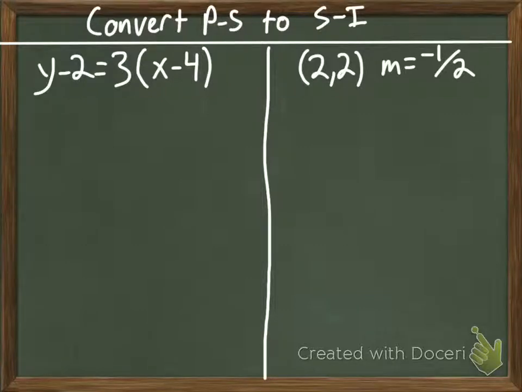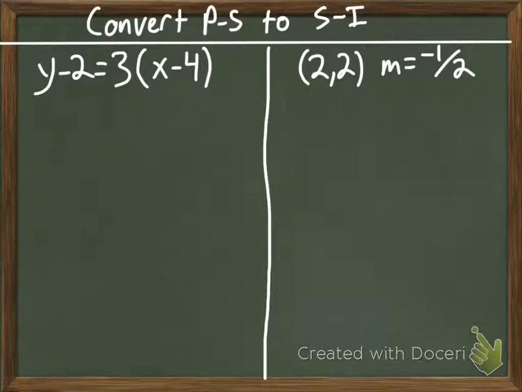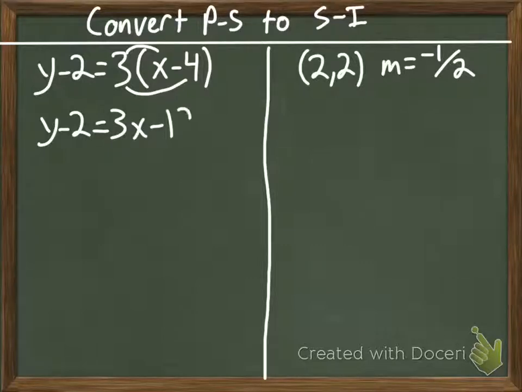So starting on the left, we need to make it look like slope intercept form. Well, we know slope intercept form looks like y equals mx plus b. So we need to look like this. So basically what we're going to do is we're just going to simplify this until we get it to look like that. So the first thing that we need to do is to get our slope with our x. Well, to do that we're going to have to use the distributive property. So we get y minus 2 equals 3x minus 12.